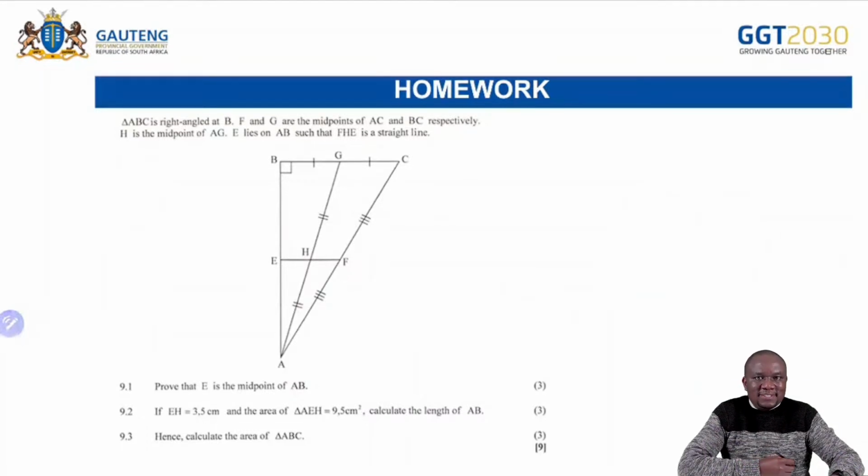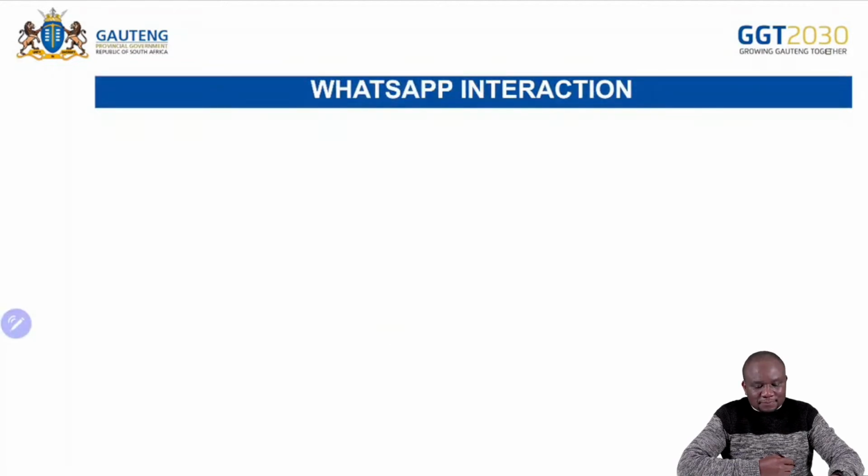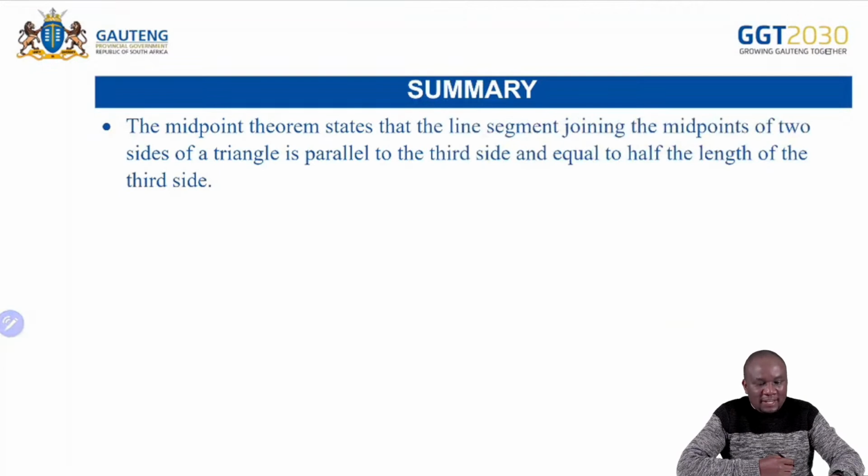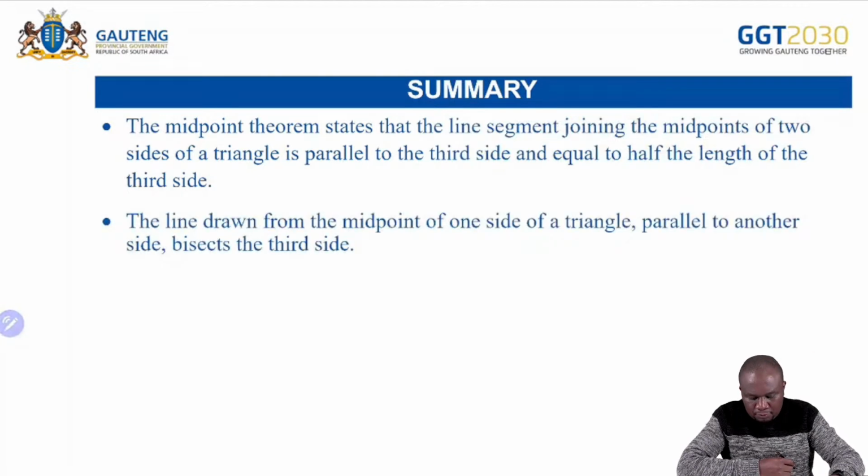Welcome back. Let's summarize our lesson. We didn't interact today. Please, next week, let's engage each other, okay? Right. And then, what did we learn today? The midpoint theorem states that the line segment joining the midpoints of two sides of a triangle is parallel to the third side and equal to half the length of the third side. And then the line drawn from the midpoint of one side of a triangle parallel to another side will bisect the third side.